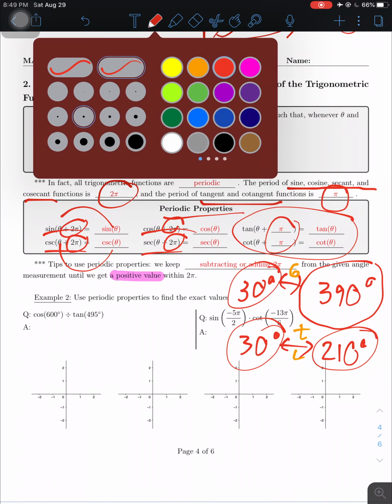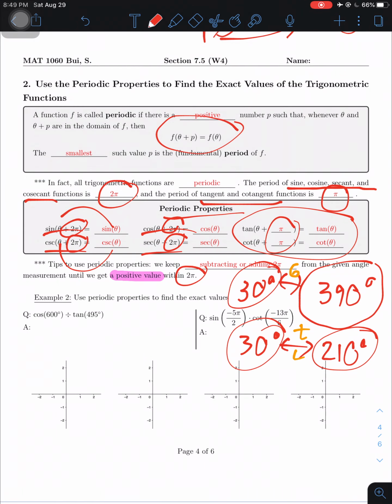Make sure whatever you're adding, the value must be within 2 pi. Let me put it back to red. What do I mean by within 2 pi? It means that it must be lower than 360. If you have something like 361, then it can still be subtracted by 360, right? So you take 361 minus 360 to get one degree, and that 1 degree is the angle that we want to find.